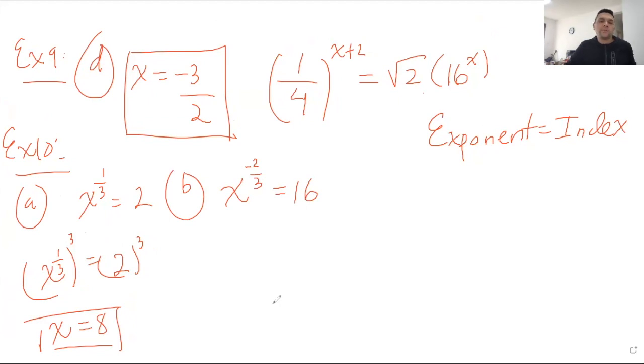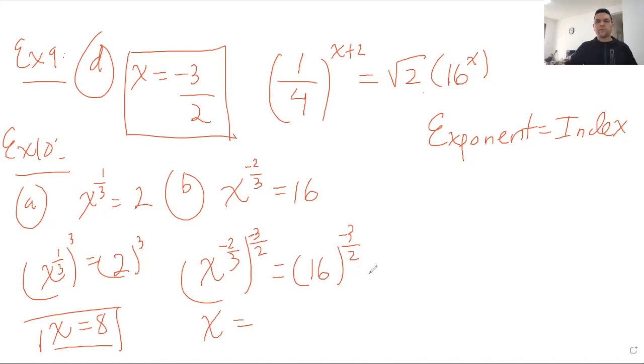So again, we have to do the same. We have to raise this side and this side to a power so that this can become 1. So that'll be the negative reciprocal, right? This will cancel and become 1, negative and negative is positive. And then we do the same here, to the negative 3 over 2. So 16 to the negative 3 over 2. So this will become x.